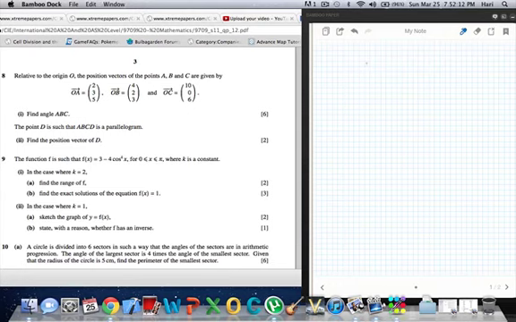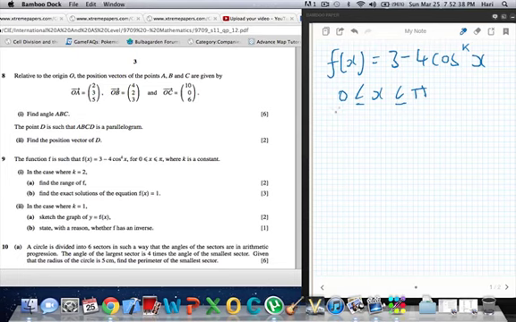And this is question 9 of the June 2011 paper, paper 1, variant 2. This is a functions question where the function f of x is equal to 3 minus 4 cos to the power of kx for 0 less than or equal to x less than or equal to pi. This is our domain, and k is a constant.